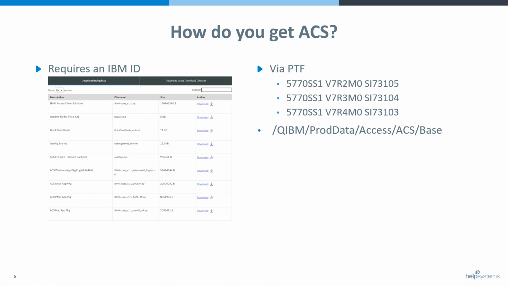How do you get it? Well, if you Google ACS or IBM ACS download, you'll get to a web page. You'll need to sign into it. It'll need an IBM ID, but this is what you're presented with on the left-hand side here.